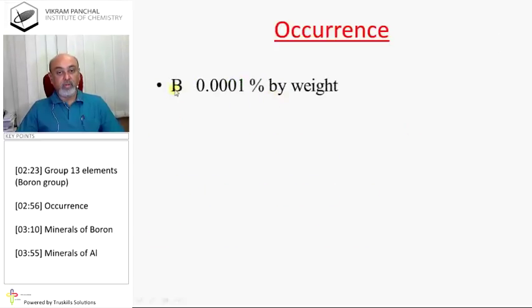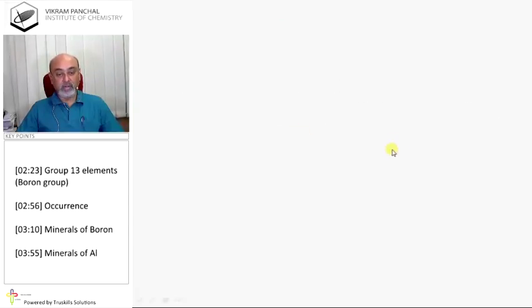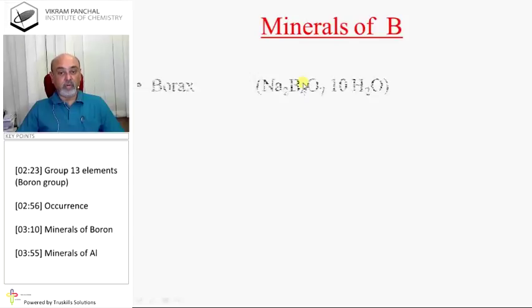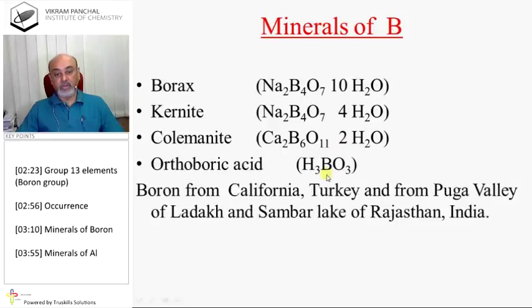Occurrence: boron is available up to 0.0001% by weight, aluminium 8.3% by weight. So this is the third most abundant element. Minerals of boron: borax Na2B4O7·10H2O, kernite Na2B4O7·4H2O, colemanite Ca2B6O11·2H2O, orthoboric acid H3BO3. Boron is available in California, Turkey, and from Puga Valley of Ladakh and Sambhar Lake of Rajasthan, India.